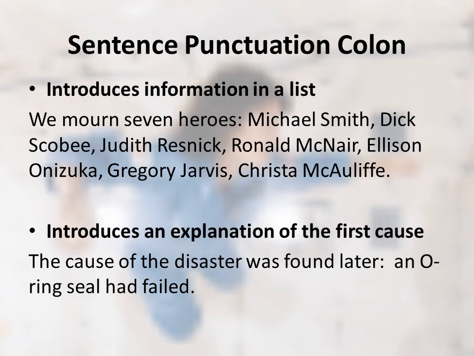So we don't have to have the word cause in either part of the sentence. But this makes it rather clear. "The cause of the disaster was found later." That's to the left of the colon, and that's a full sentence. And this time, after the colon, we also have a full sentence. "An O-ring seal had failed," and that is the cause, that's the explanation of the cause.